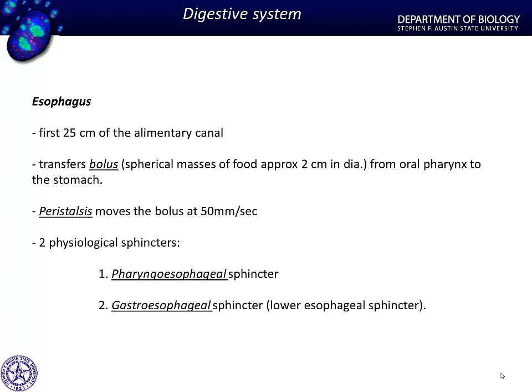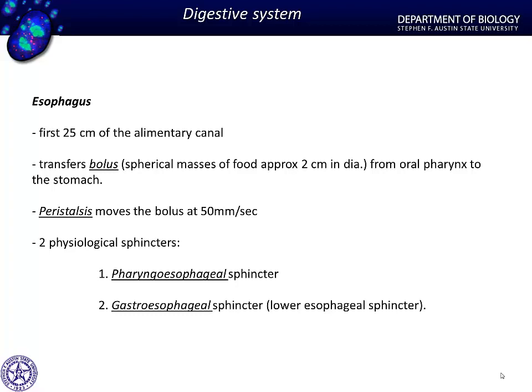Now, the process of moving this food is going to be peristalsis, and it's going to move at about 50 millimeters per second. Now, the upper third of the esophagus is going to be controlled largely by skeletal muscle, the lower third by smooth muscle, and the middle third is going to be a mixture, 50-50, of smooth and skeletal muscle. So that's another way that we can distinguish what region of the esophagus we're looking at if we happen to see a cross-section of the esophagus itself.